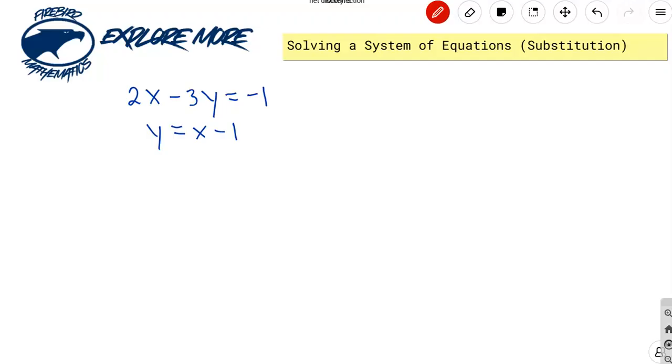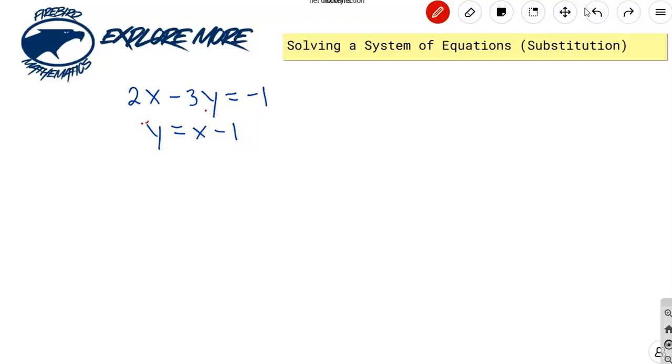So for this one, the second equation is much simpler. It says y equals x minus 1. So what we're going to do is substitute into the first equation where it says -3 times y. Instead of y, we're going to substitute x minus 1, because if you look at this second equation, it says that y is the same as x minus 1. And so we're going to take x minus 1 and put it in the spot where the y was in that first equation.